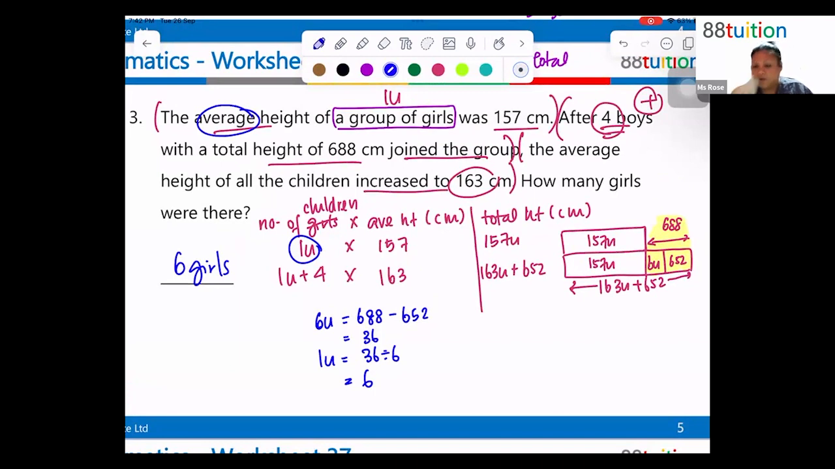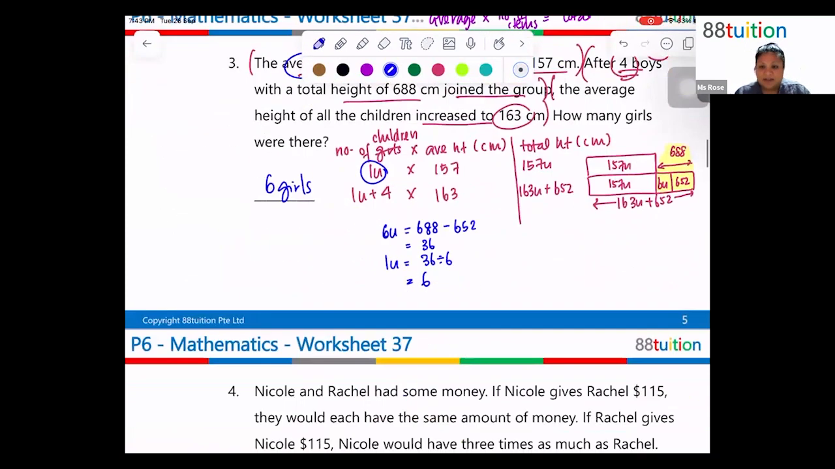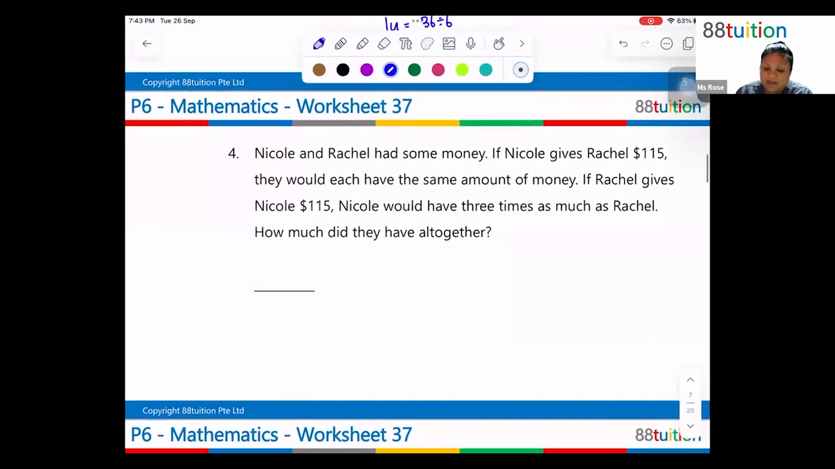We're going to look at number 4. It's a fast method. Yes, it's a fast method. Okay, now let's look at number 4.